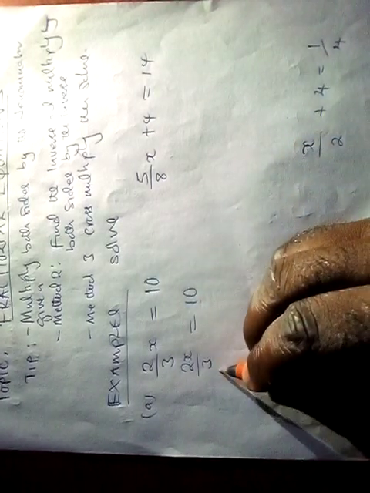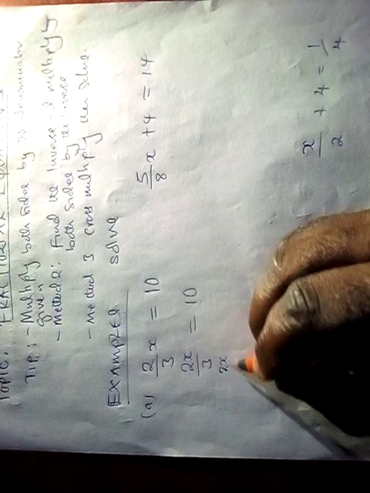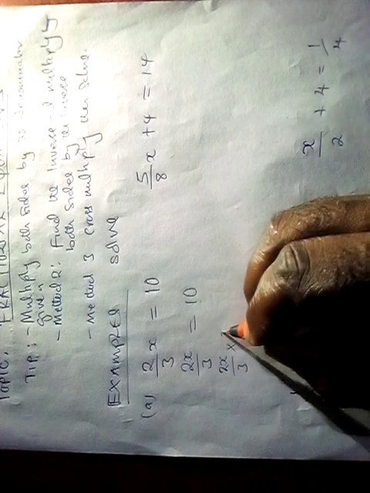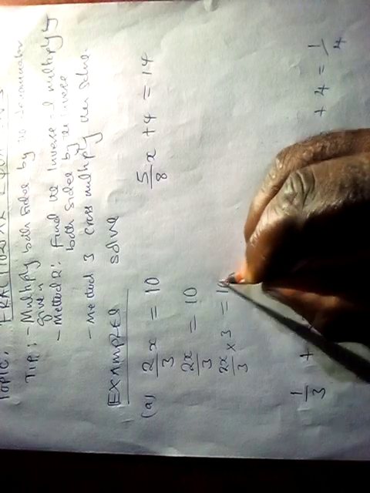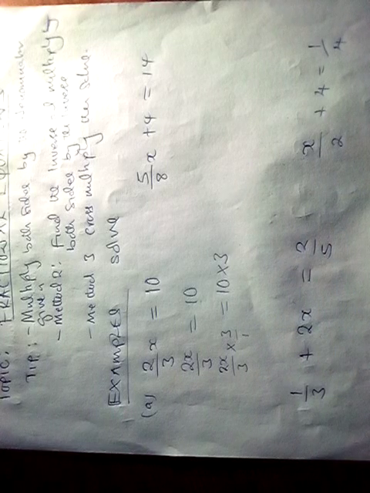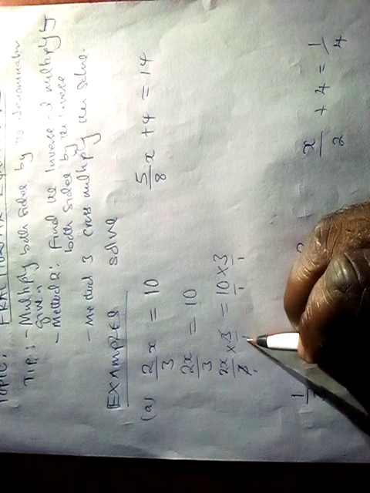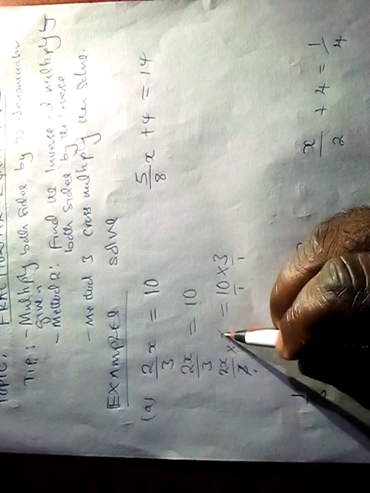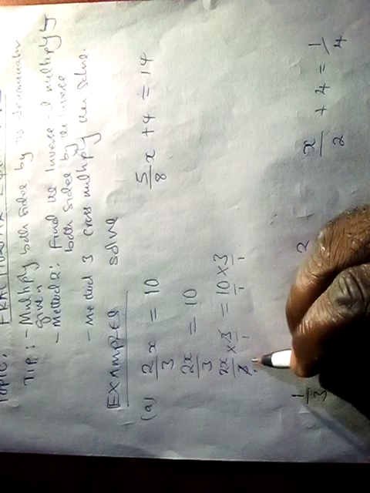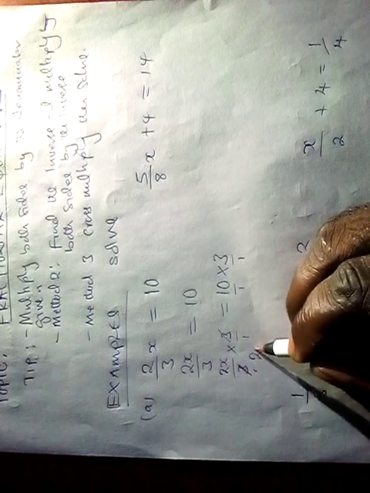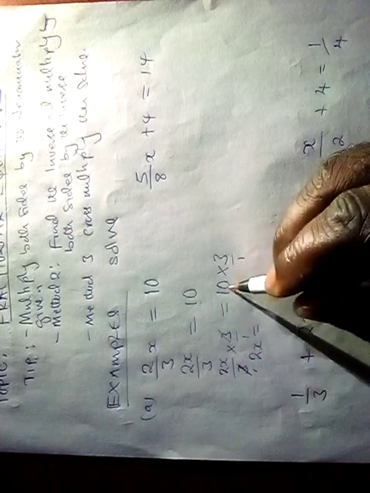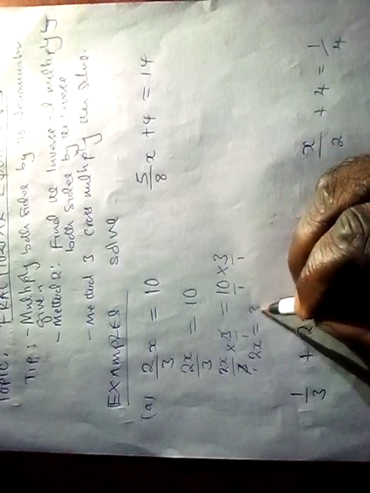So it will be 2x over 3 times 3 is equal to 10 times 3. Here there is 1, there is also 1, there is also 1. So this 3 and this 3 cancel, leaving 1. 1 times 2 is 2, 1 times 1 is 1, 1 times 2x is 2x. So here we have 2x is equal to 10 times 3, that is 30.